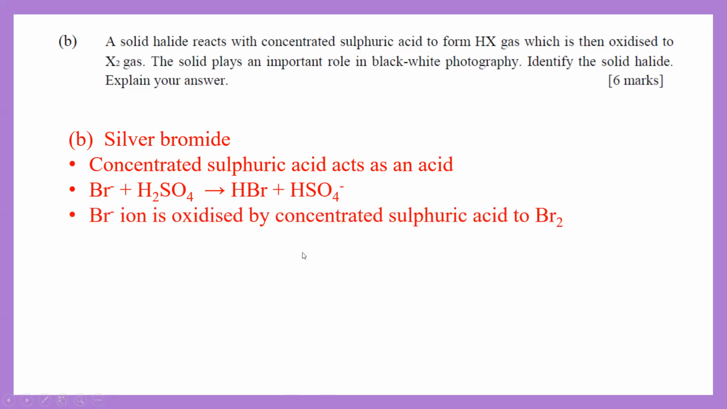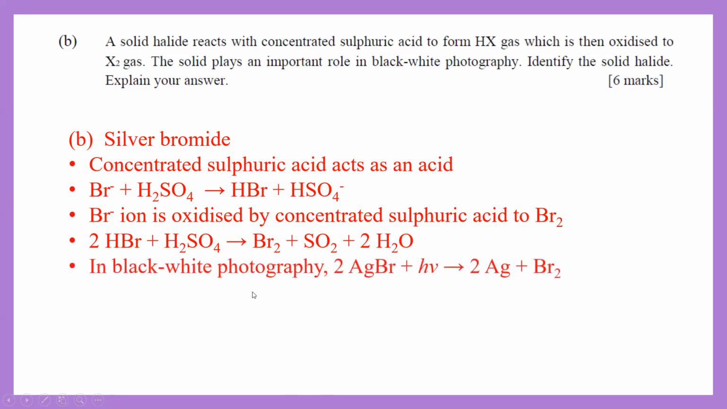Then bromide ion is oxidized by concentrated sulfuric acid to form bromine. So 2HBr plus H2SO4 give Br2 plus SO2 plus 2H2O. And then in black-white photography, silver bromide, when exposed to UV, forms silver and bromine. All these are trying to tell you that the solid halide in here is silver bromide, especially when the question specifically mentions that it plays a role in black-white photography. So you have to know by yourself that it is silver bromide they are talking about.